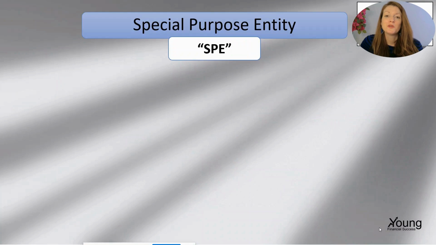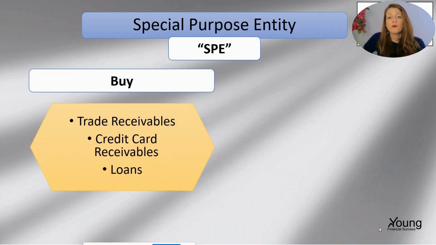Finally, let's talk about special purpose entities, and we're going to wrap up really soon with this video here in just a minute. So a special purpose entity, or SPE, is what's sometimes used whenever a company is going to sell off their receivables or going to borrow money in some way.